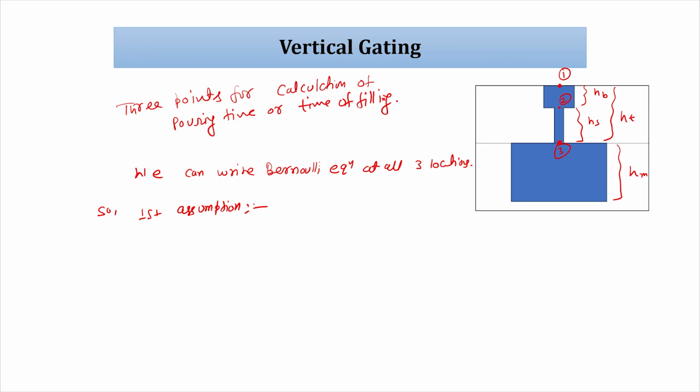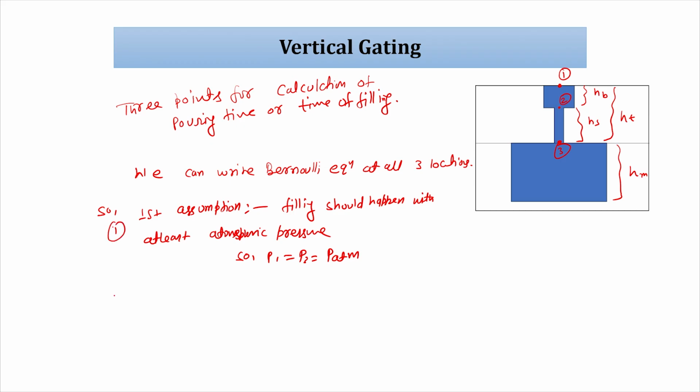So first assumption: since this is a top gating system, for filling to happen the minimum pressure should be at least atmospheric pressure. So P1 equal to P3 equal to P atmospheric. We are assuming that P1 and P3 are at the same pressure.